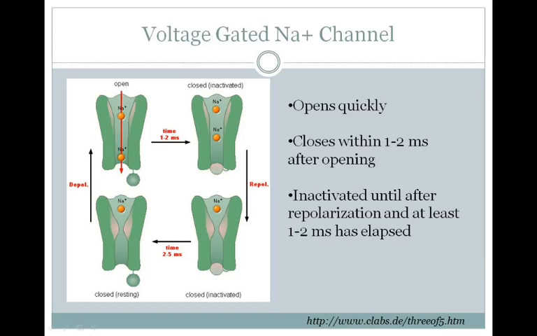The voltage-gated sodium channel has 2 gates, an activation gate and an inactivation gate, which looks like a ball and chain. When the membrane is depolarized above threshold, the voltage-gated activation gate will open. Since the inactivation gate is also open, sodium can flow through the channel. About 1 to 2 milliseconds after that activation gate opens, the inactivation gate will close. This means that even though the activation gate is open, sodium ions cannot flow through the channel.